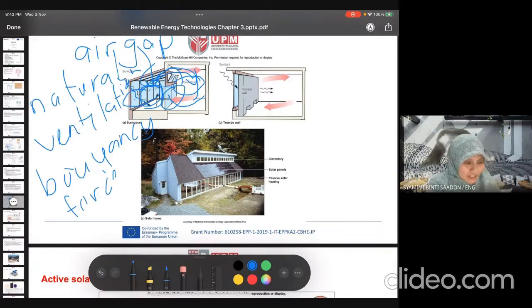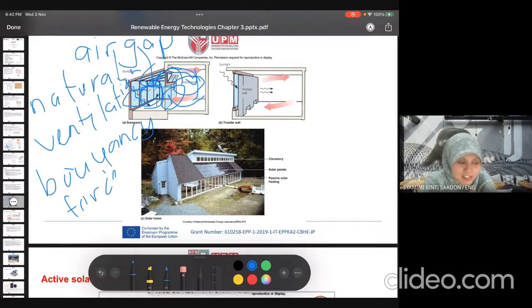Okay, another one is by using thermal wall. Instead of having two glazing, two windows, double glazing, they just use one glazing outside, and the other one is like an opaque surface. We call it thermal wall. Okay, so the process is still the same.